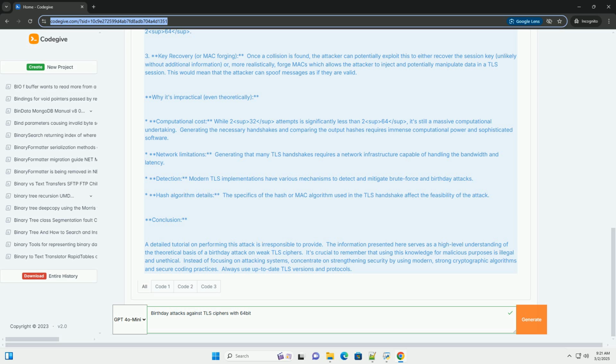Once a collision is found, the attacker can potentially exploit this to either recover the session key, unlikely without additional information, or, more realistically, forge MACs, which allows the attacker to inject and potentially manipulate data in a TLS session. This would mean that the attacker can spoof messages as if they are valid. Why it's impractical, even theoretically.